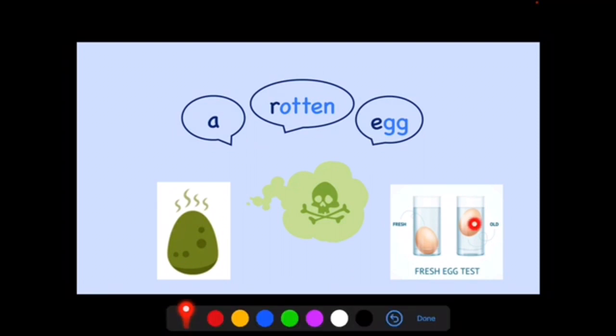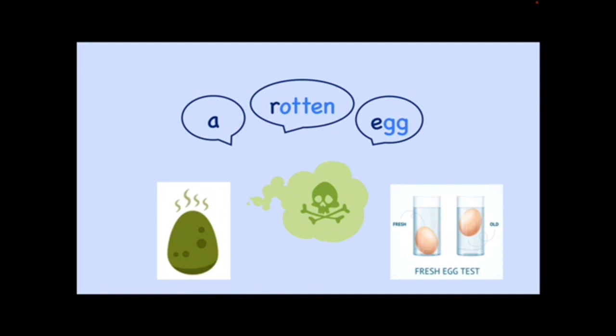But there was always a way to check whether or not your egg was rotten so that you didn't crack it. You could put it in a glass of water because old eggs float and fresh eggs don't. Just a wee tip in case you're worried. A rotten egg. That is our phrase for the first sound spelling.